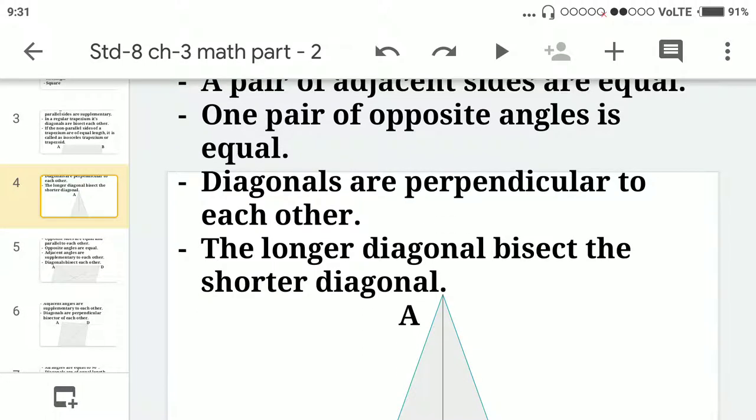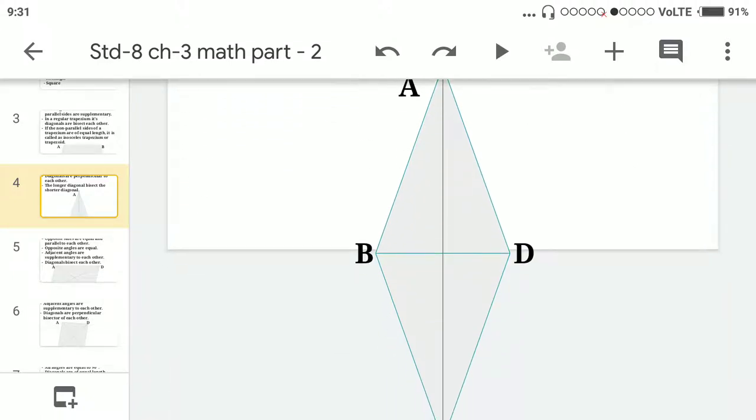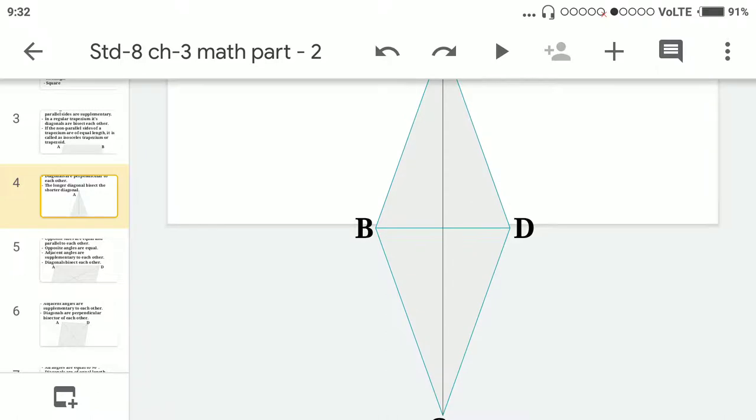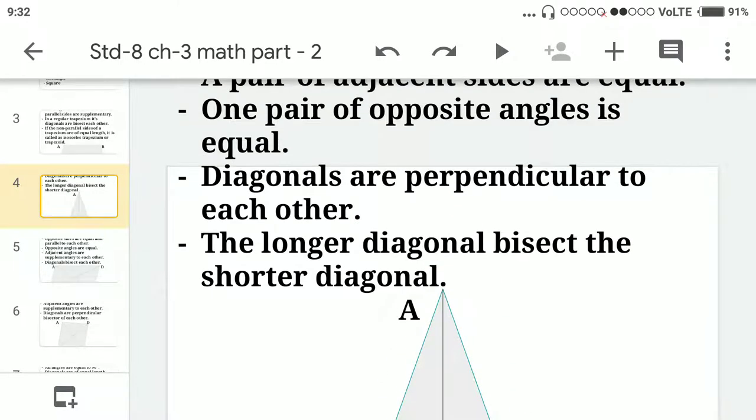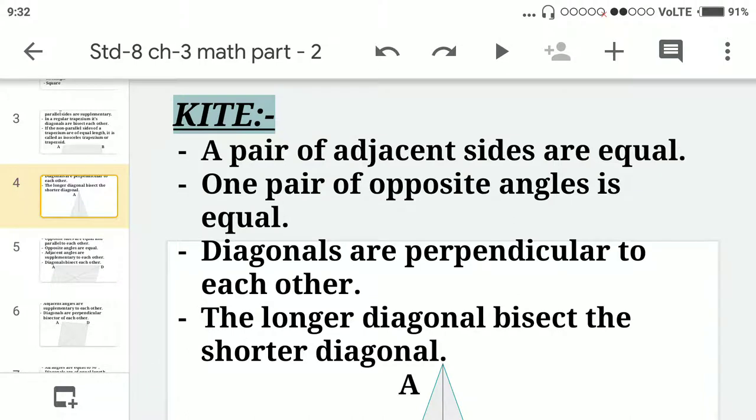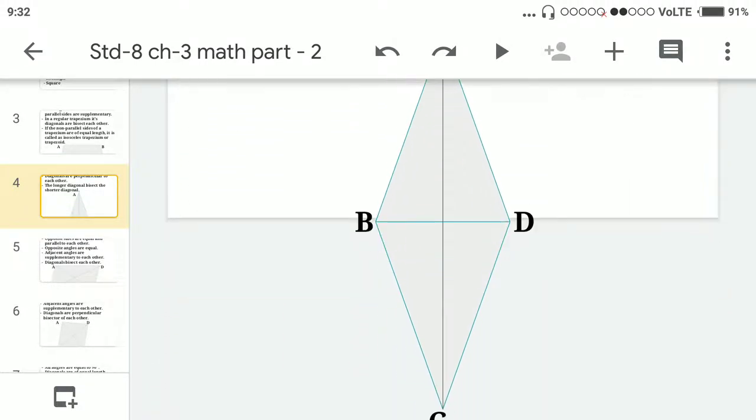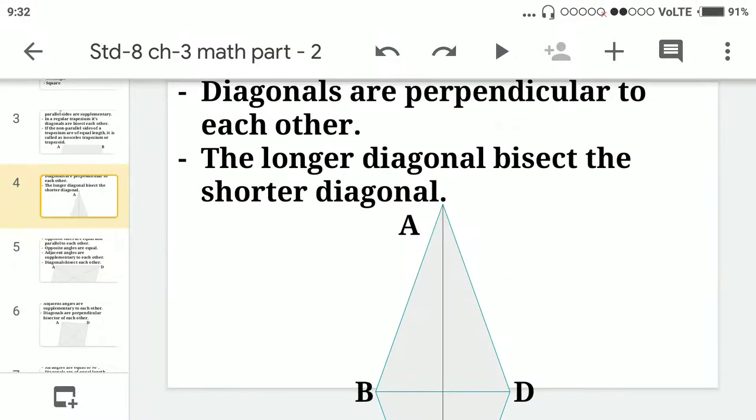And then one pair of opposite angles is equal. One pair of opposite angles means what? We can say angle ABC is equal to angle ADC. So that means angle B is equal to angle D. Okay. Then diagonals are perpendicular to each other. The two diagonals AC and BD are perpendicular to each other.